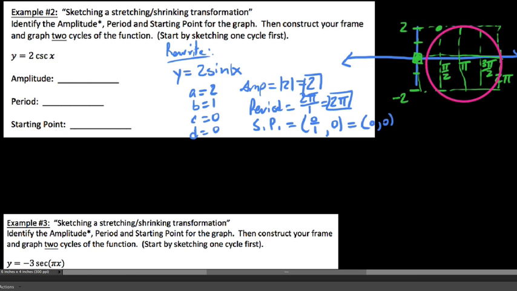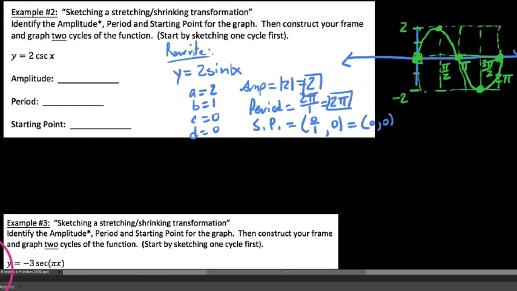We know that sine starts at a 0, goes up to its max, goes to a 0, goes to its min, and goes to its 0 again across its period. So here's our basic sine curve with an amplitude of 2. That's the only difference between our parent function and this. But what I want you to understand is this.